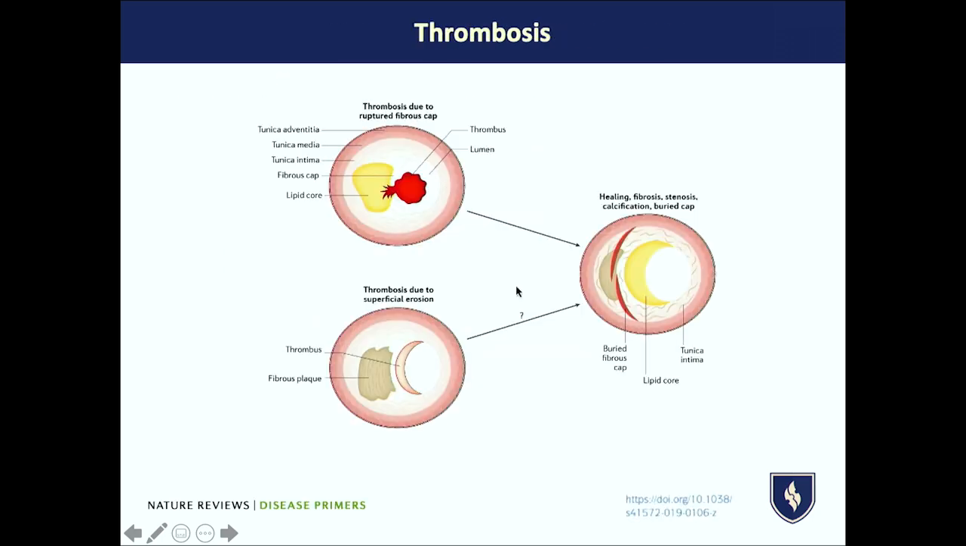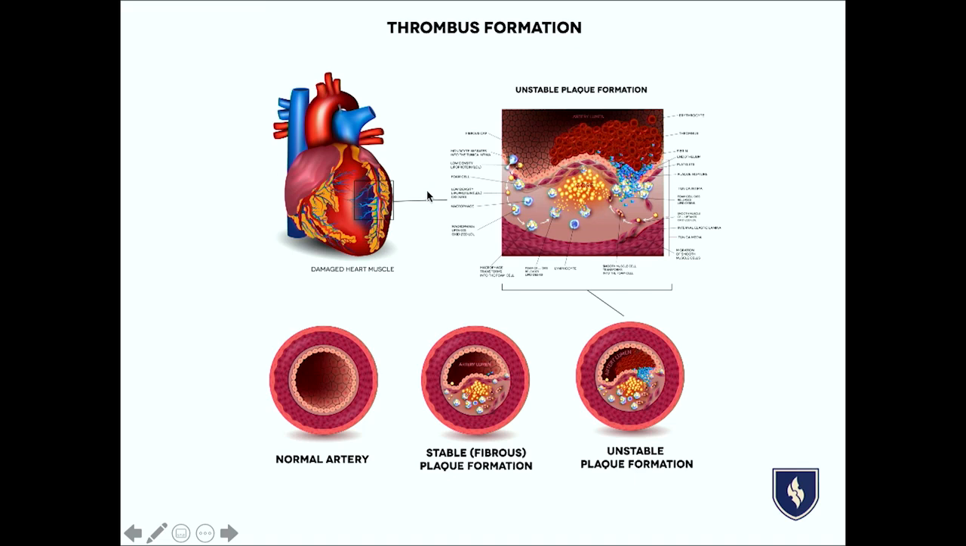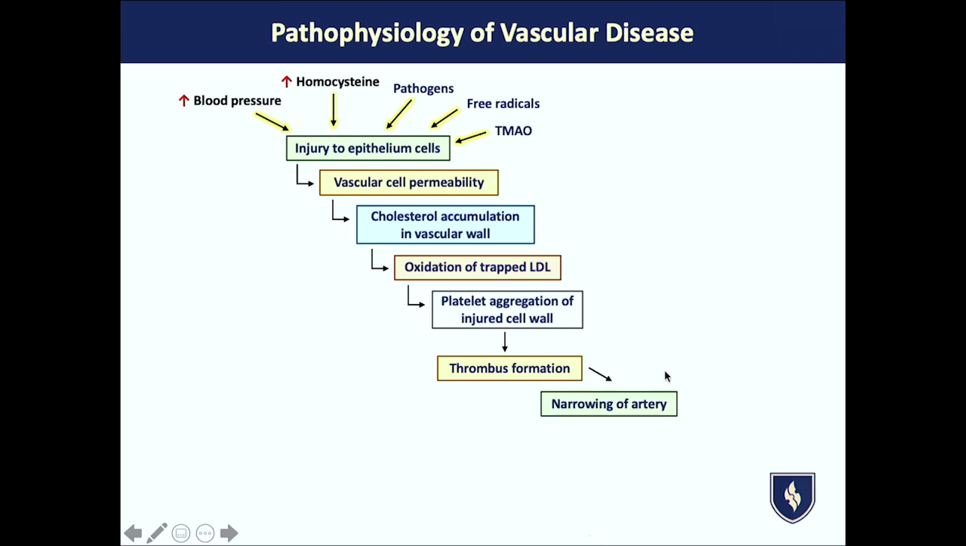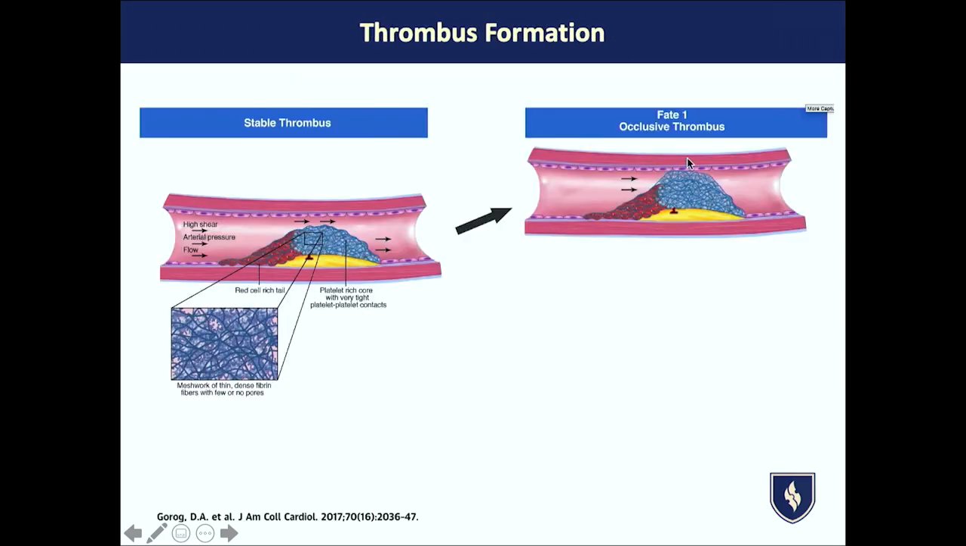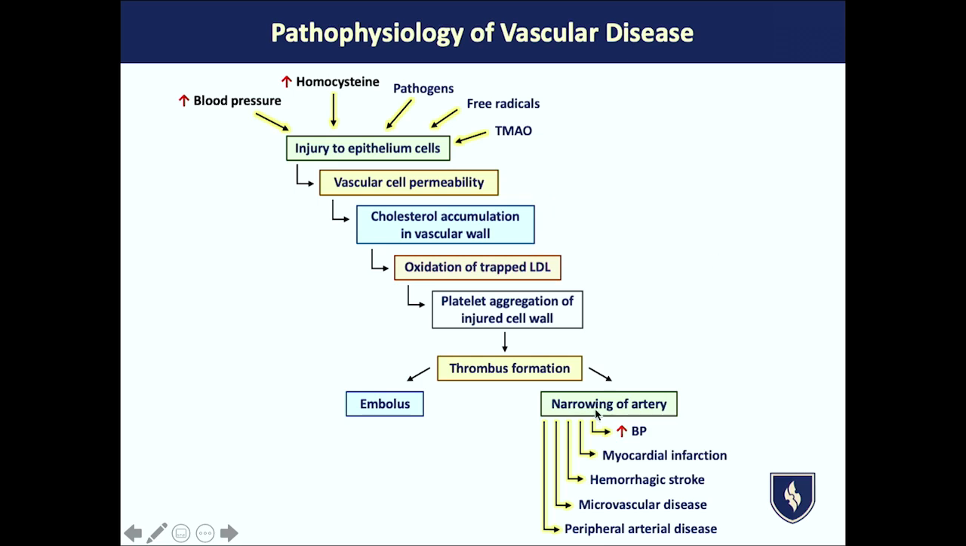And then this thrombus formation can decrease the space, become unstable or stable. Can either break off or not break off. Stable thrombuses just increase the space occupying area, and unstable thrombuses break off and can become emboli. And then the thrombus formation narrows the artery, as you see here, occlusive thrombus. And then as the artery gets narrowed, that'll increase blood pressure. That'll then cause narrowing of the coronary arteries that can lead to heart attacks.